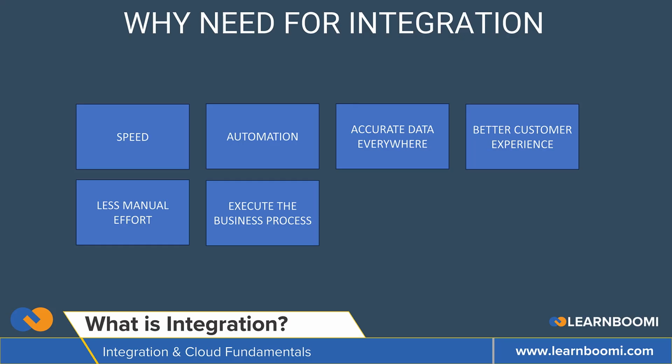Next is accurate data everywhere. When systems are isolated, each system has its own version of the truth. So one application says one thing and another application says another thing. Like CRM says one thing, ERP says another thing. And also the website, if it's not updated with the latest information, shows outdated data. And also customers get incorrect updates if it is not updated in real time. So you see, integration ensures every system is updated with the same accurate information. This is known as data consistency, and it is very critical for any business.